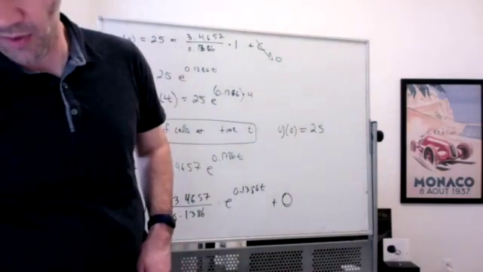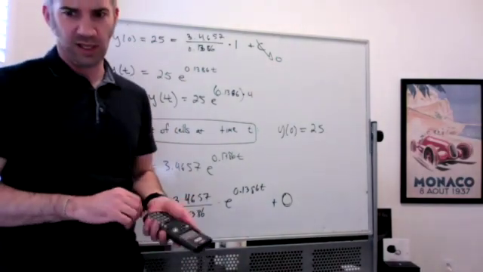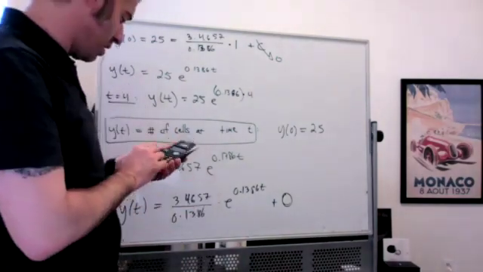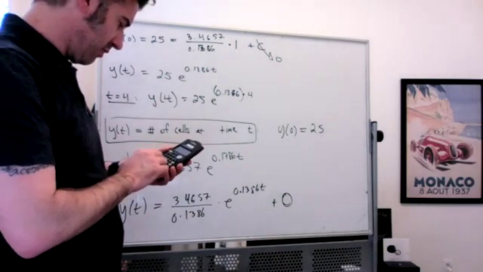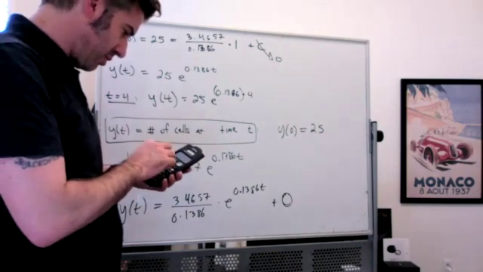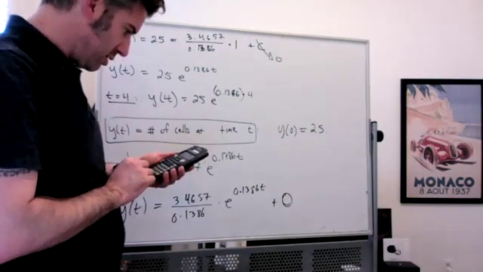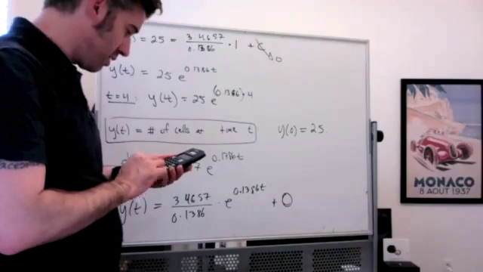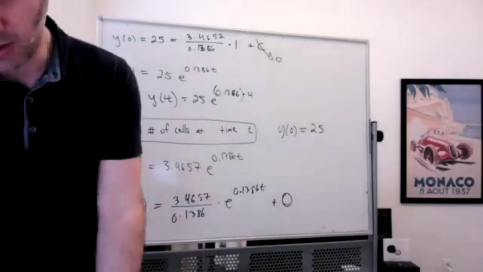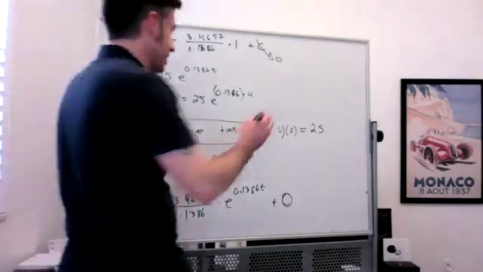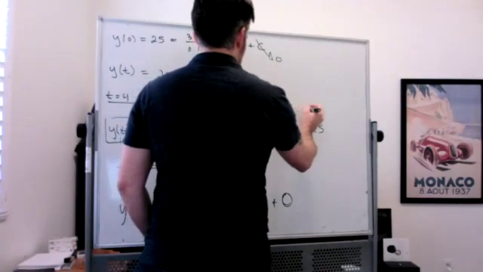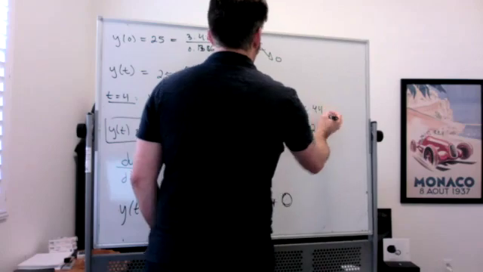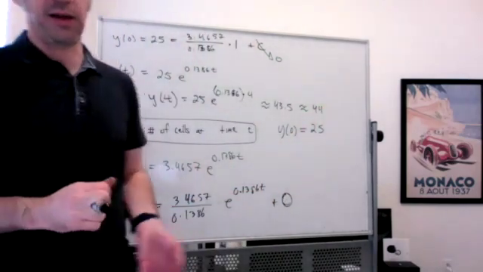43? Someone wrote 43.5 and then wrote approximately 46, which seems wrong. So let's double check. 0.1386 times 4, e to that number, times 25 is 43.5. So I think they meant to write 44, not 46. Because it doesn't really make sense to talk about a half a bacteria.